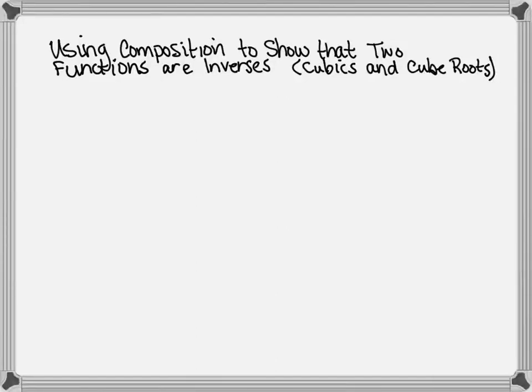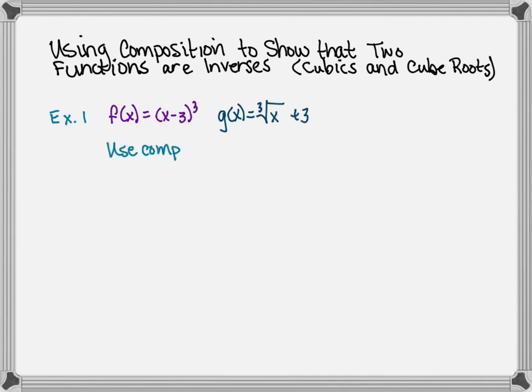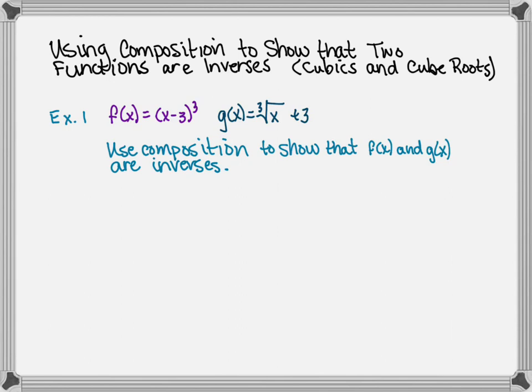We're going to look at using composition to show that two functions are inverses, and we're going to use examples that have cubics and cube root functions. So for example 1, f of x equals (x minus 3) cubed, and g of x equals the cube root of x plus 3. We want to use composition to show that f of x and g of x are inverses.